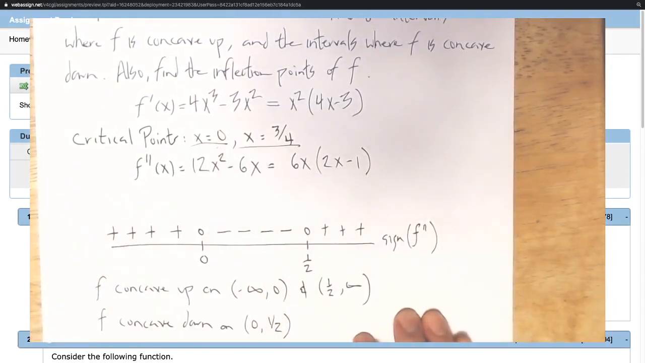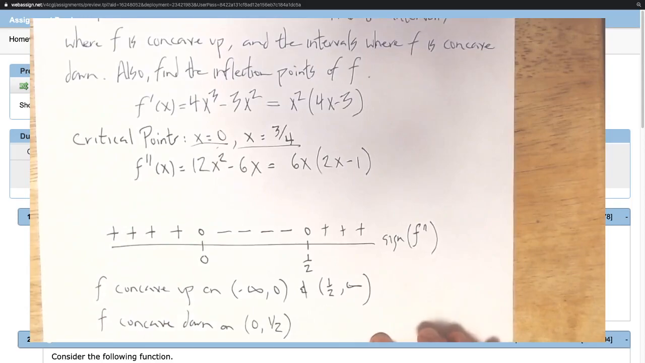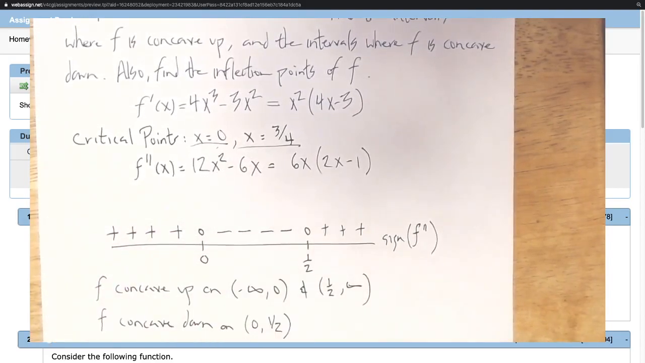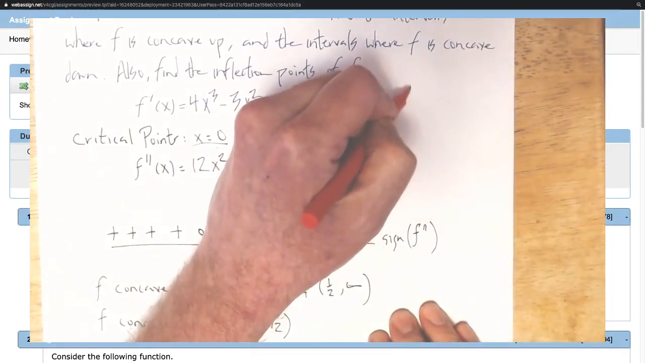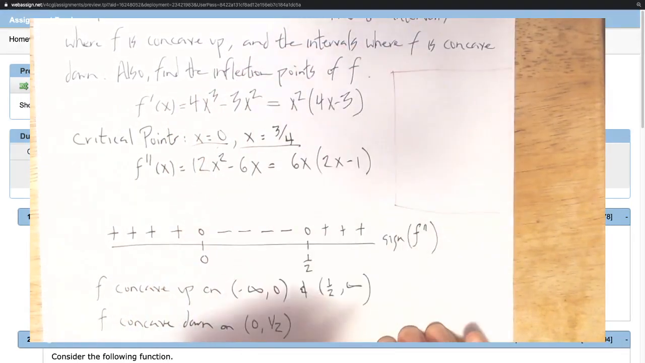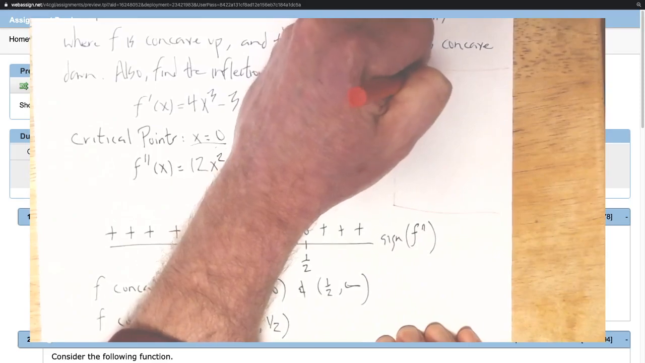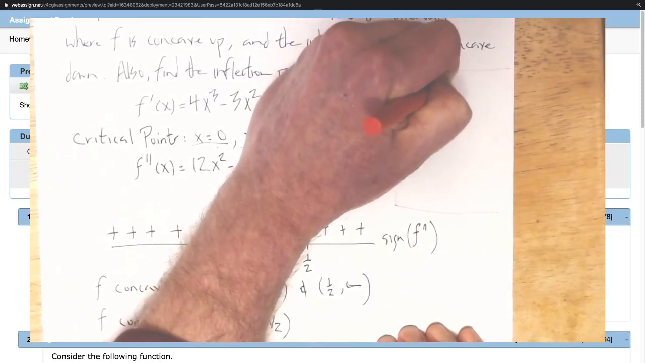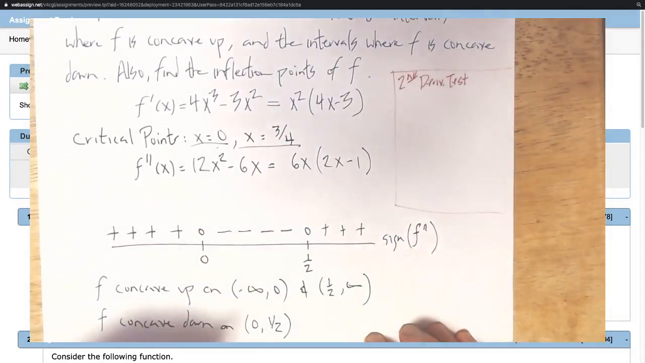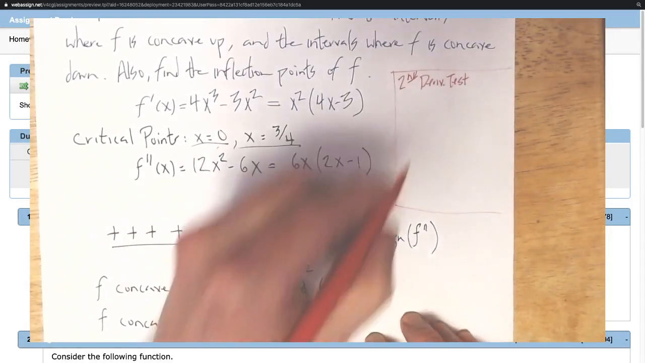x equals 3/4. And in order to classify these, I want to examine what the concavity of these two points looks like. So let me mark off a little area over here where I can do this. So we'll do the second derivative test to classify our critical points. Let me start with x equals 3/4.